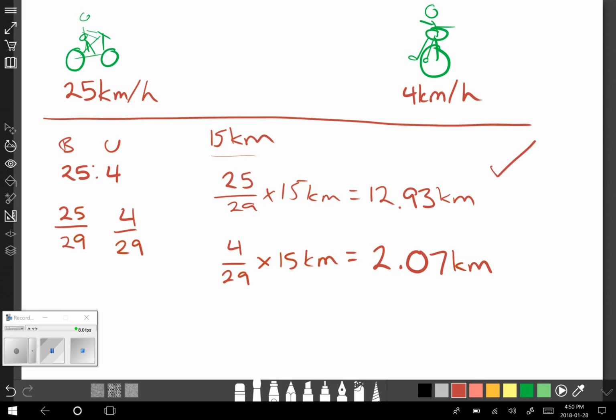And the question I asked was, how far does this poor guy on the unicycle have to ride? And our answer is the unicycle has to go, or you could say the guy on the unicycle has to ride, but it has to go 2.07 kilometers. And you could even finish that with before he meets his friend, or before it reaches the bicycle.